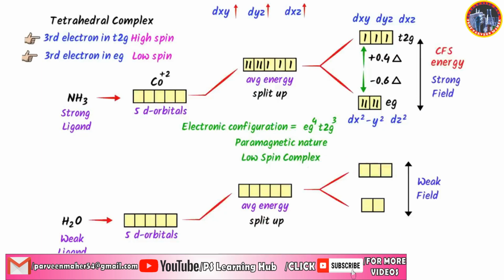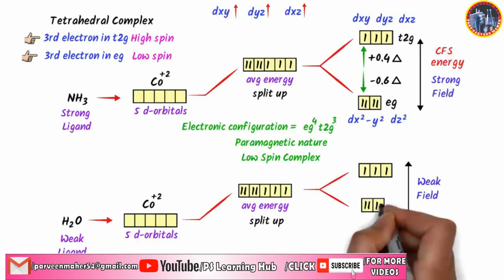On the other hand, consider that cobalt reacts with a weak ligand like H2O. We know that there are 7 electrons in its orbitals. The first electron will stay here and the second electron will stay here. Now the energy gap between these two sets is very small. So the third electron will stay here, the fourth electron will stay here, the fifth electron will stay here. Now I double fill the orbitals: the sixth electron will stay here and the seventh electron will stay here.